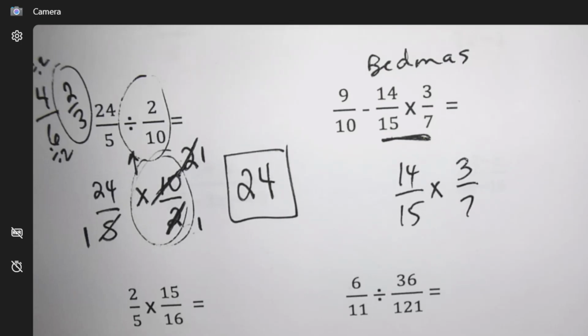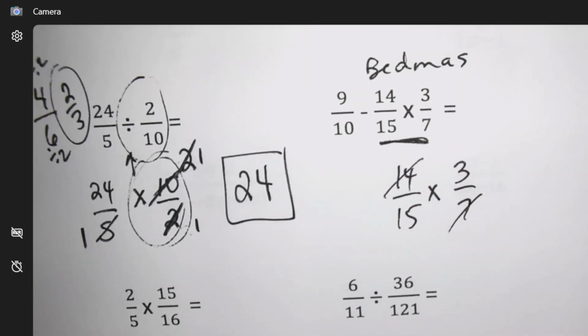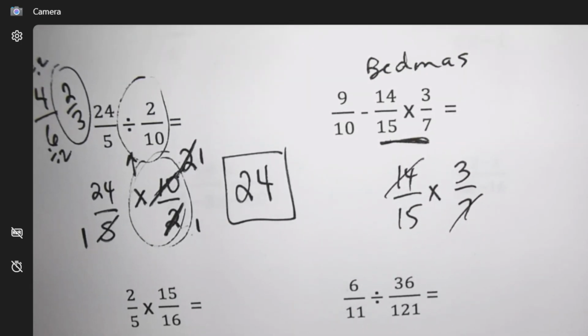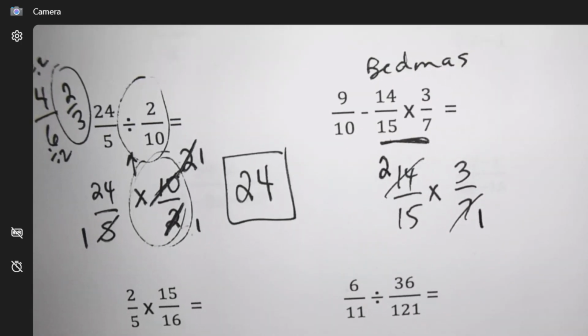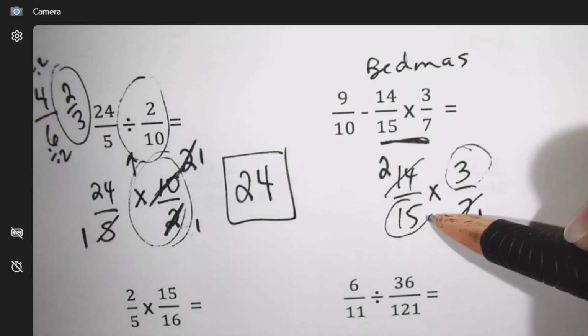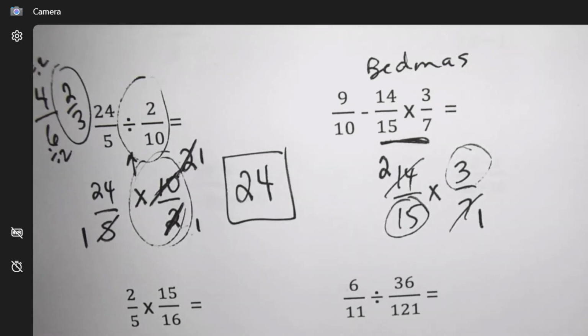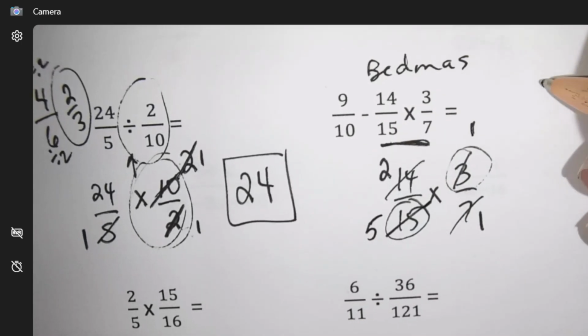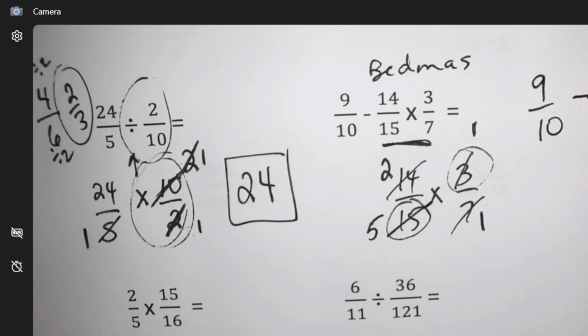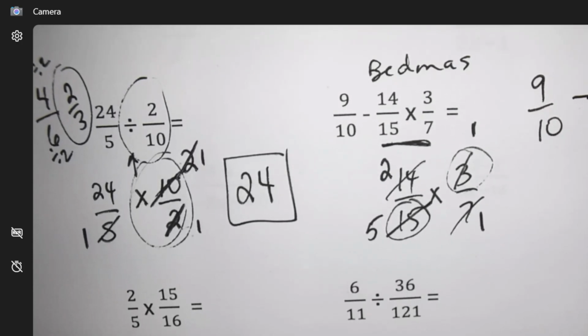Okay, so I'm going to do that cancel. So I'm going to look at the 14 and the 7. So the 14 and the 7 can turn into a 2 and a 1. Now I'm going to look at the 3 and the 15. If I divide each by 3, 1, and 5. So I got 2/5.